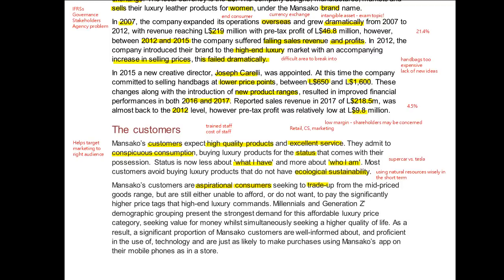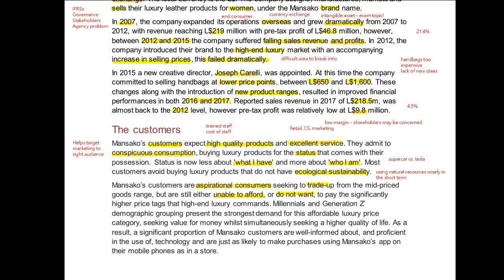So that's an important distinction. So you've got these consumers, they're aspirational, they're looking to trade up to show the world who they are, and they want to trade up from mid-priced goods range to higher price tags or higher luxury things. But in some cases, they still can't afford it. They're not in the top 1% or 0.1% yet. Or there's a question of they do not want.